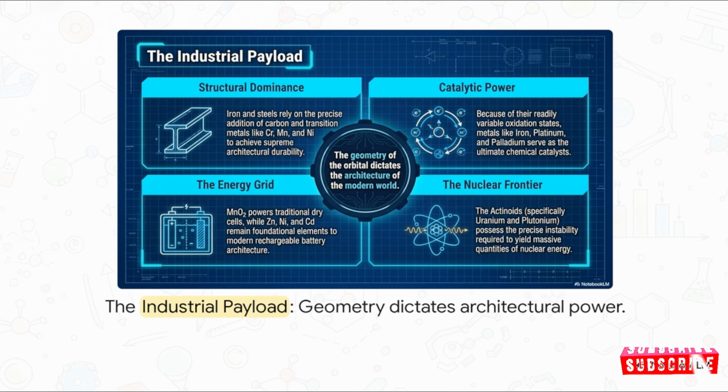The easily changing oxidation states make metals like platinum and palladium the ultimate chemical catalysts used in cars and factories globally. The unique locked vault properties of zinc and cadmium quite literally form the energy grid of modern rechargeable batteries. And those protruding 5f actinoid electrons, that precise chemical instability yields the massive quantities of nuclear energy that could realistically power our future.